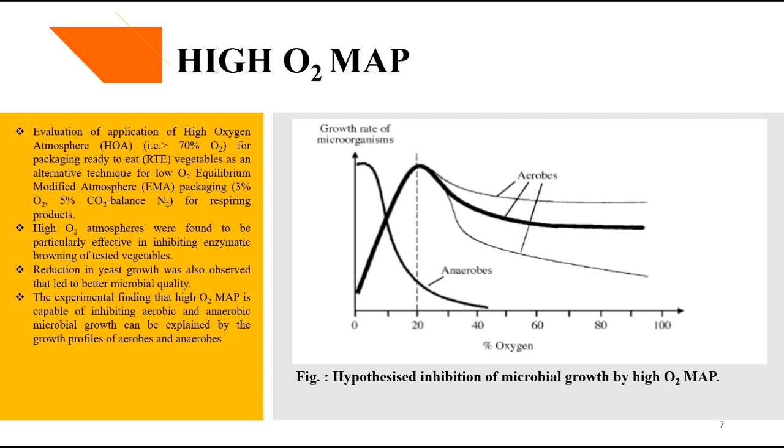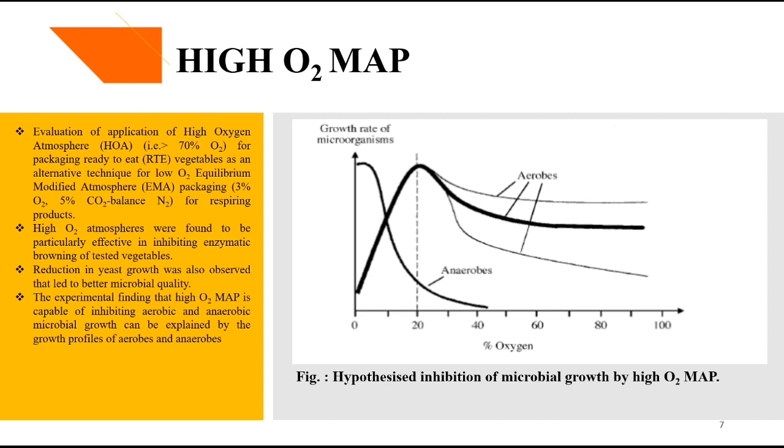But later on, after conducting various experimental trials on prepared produce in 1995, the results confirmed that high oxygen MAP can overcome many disadvantages of low O2 MAP. These results showed that a high oxygen atmosphere is particularly effective in inhibiting enzymatic browning of tested vegetables and reducing yeast growth.